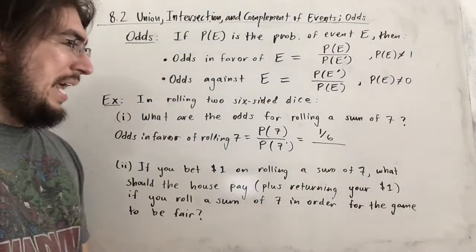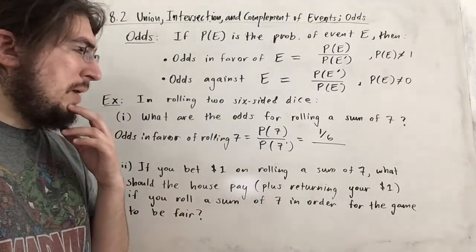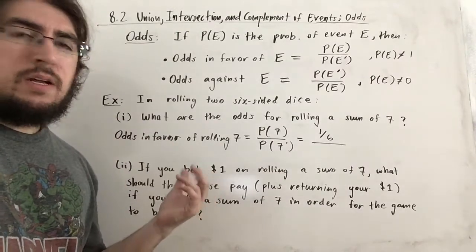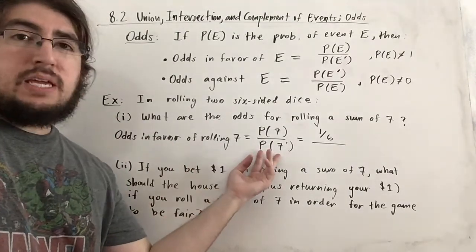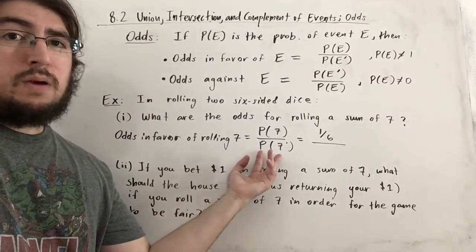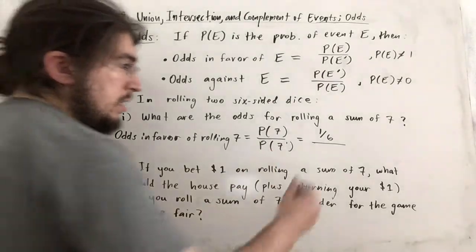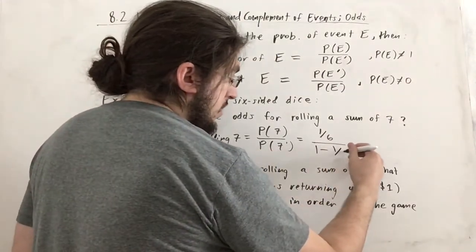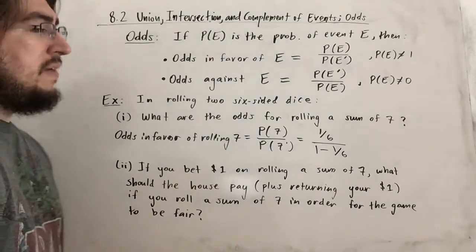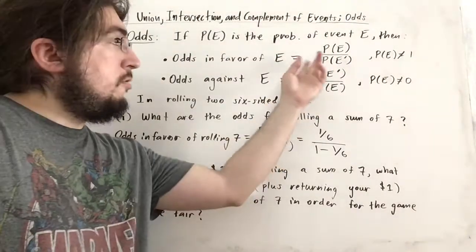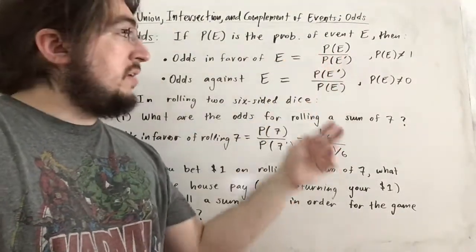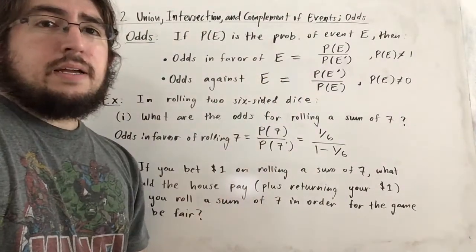All right. And let's see. How many ways can we not roll a 7? Well, remember the probability of E prime is just 1 minus the probability of E. So this is really just 1 minus 1 over 6. In fact, this is something I could have written up here. I could replace P of E prime with just 1 minus P of E in both of these, actually.